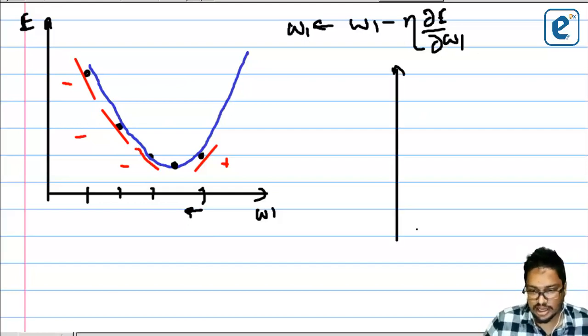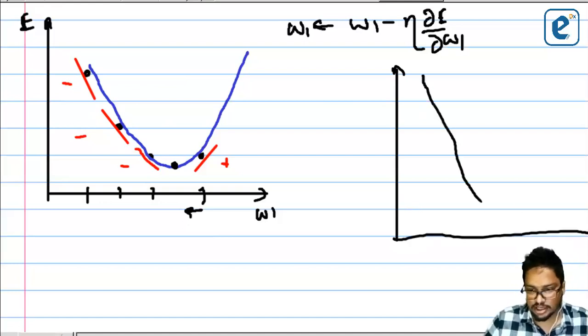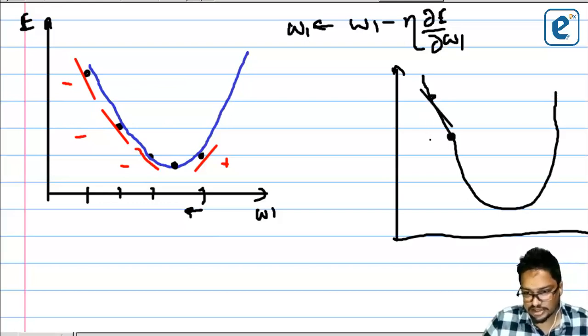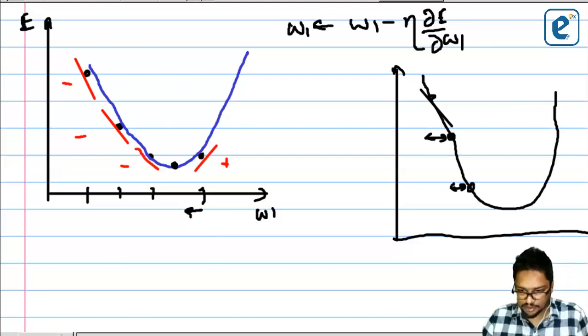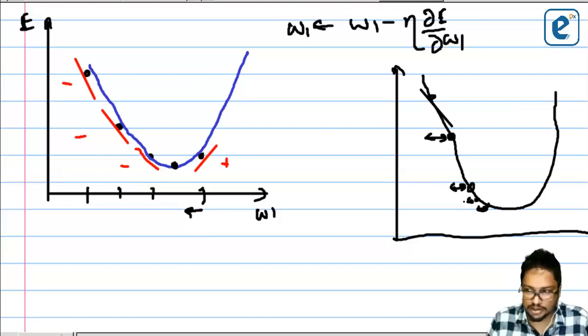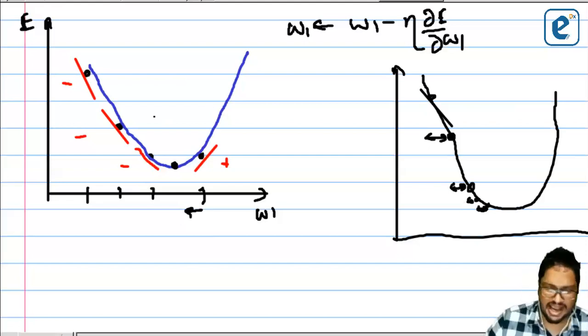Right, so let's say that we have a thing like this, right? So you can see rapid weight changes here, right? But coming to here, small weight changes, right? Small weight changes. Understood? So that's what is actually going to happen, right?